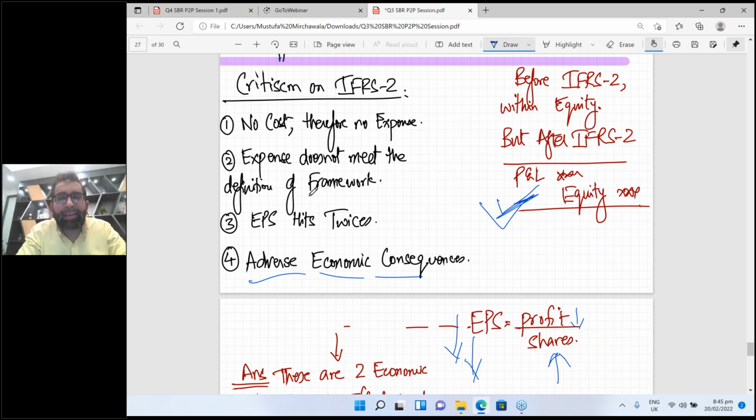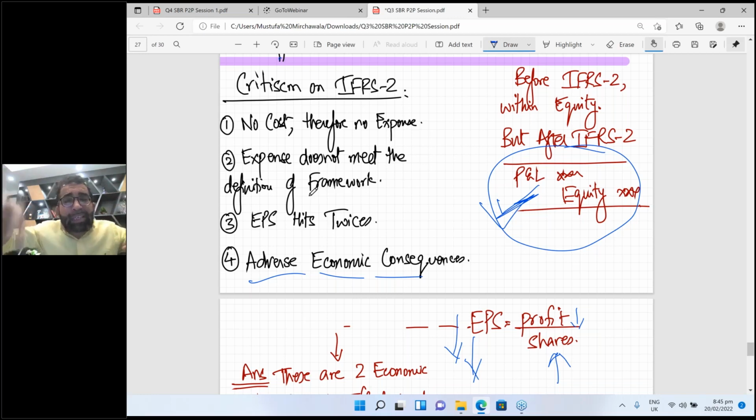Why? Have you heard the word comparability? Just go before 2005, when this entry was not there. Just think, there were two companies at that time. One company was giving cash salary to employees and booking expense, and one company was giving salary in the form of shares to employees, and they were not booking expense. So just think, these two companies are not comparable at all.